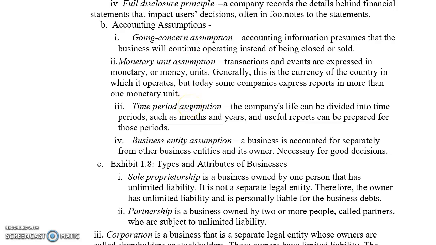Time period assumption: days, weeks, months, quarters, years. Those are artificial constructs. A company exists for a period of time and does things in a period of time. Just say they build cars for a living, right? So the model year comes out.